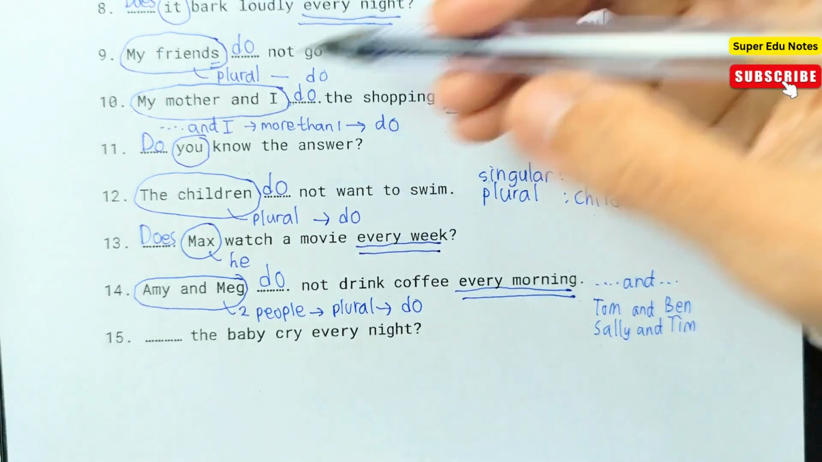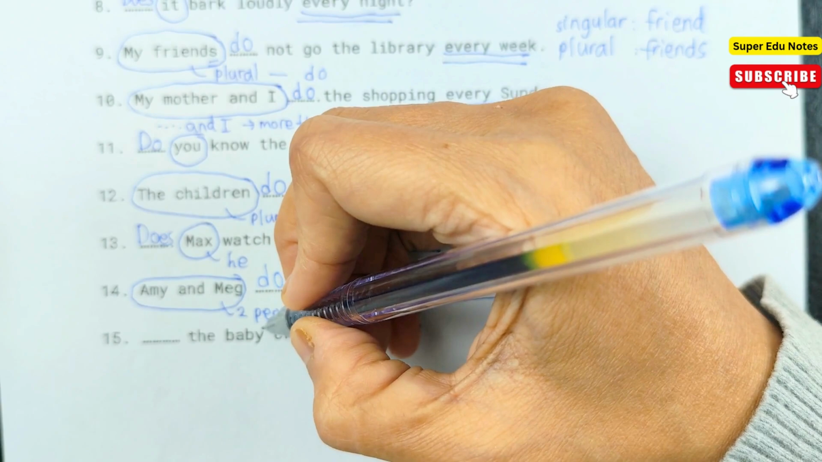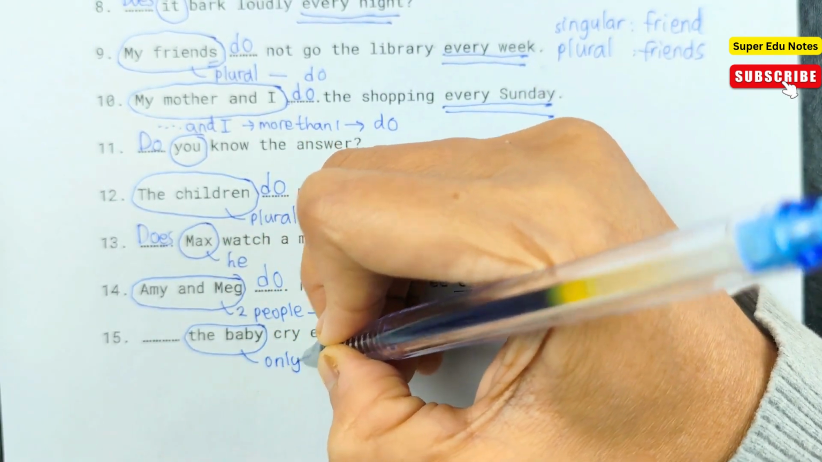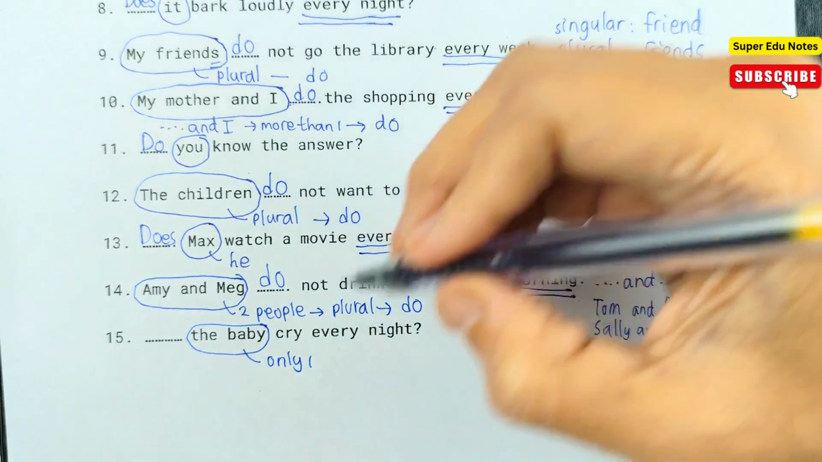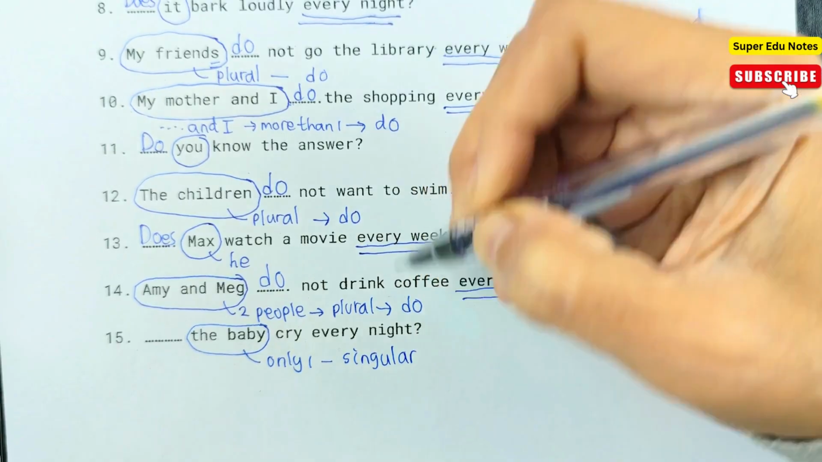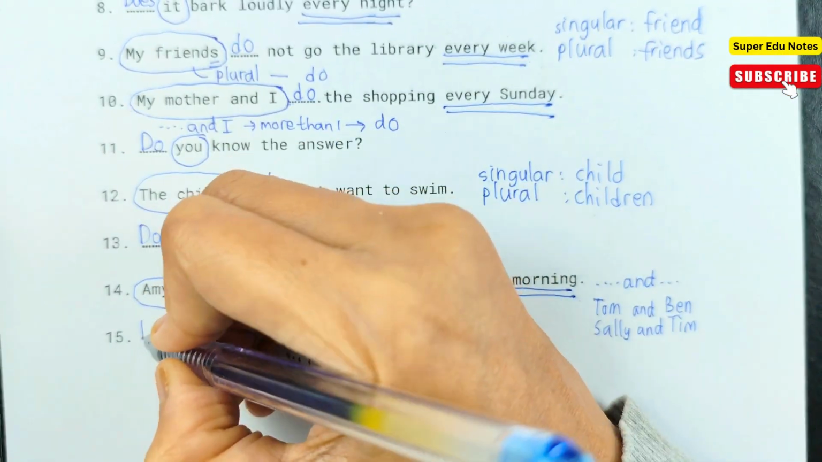Number 15. Blank the baby cry every night. What is the subject? The baby. It's only one, right? So if it's only one, it's singular. If it's singular, we have to use does. Does the baby cry every night?